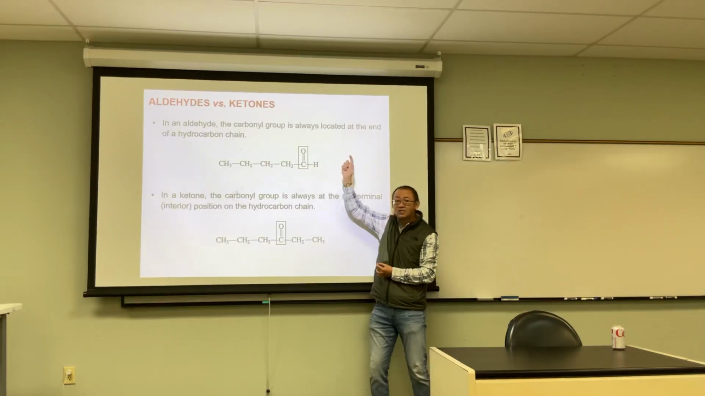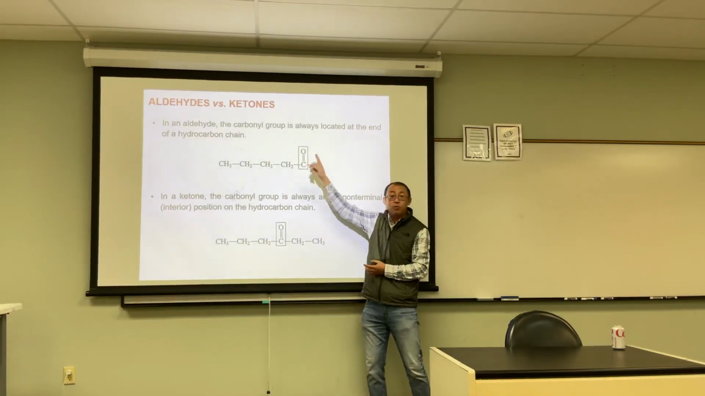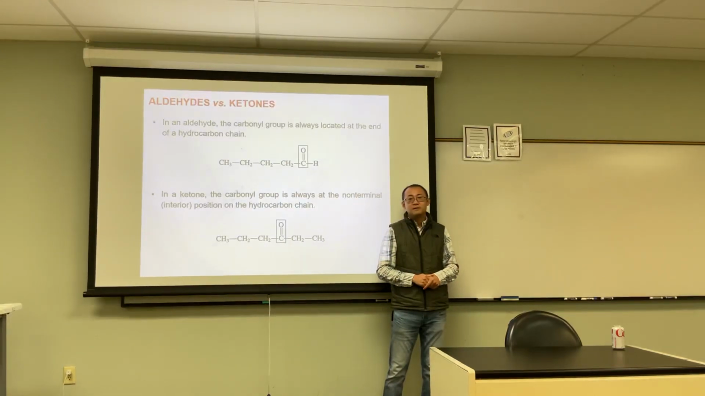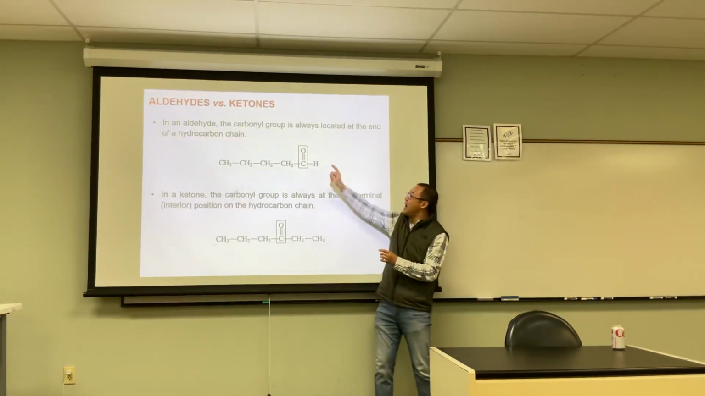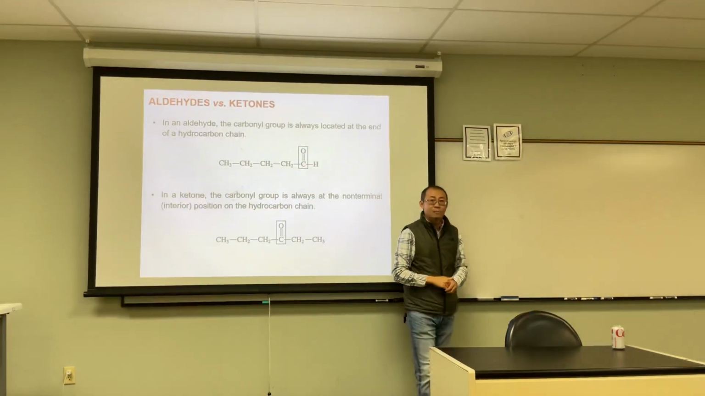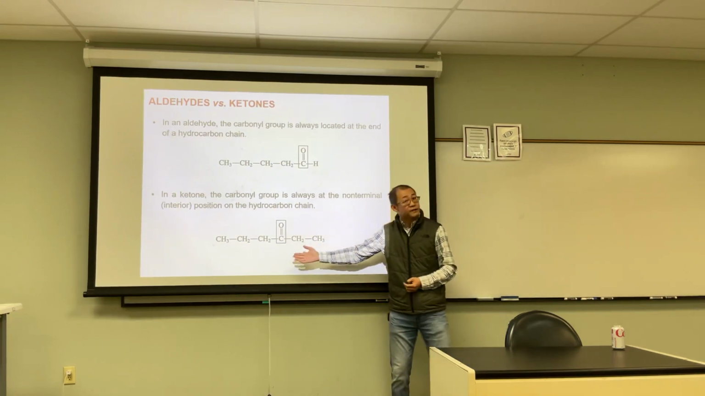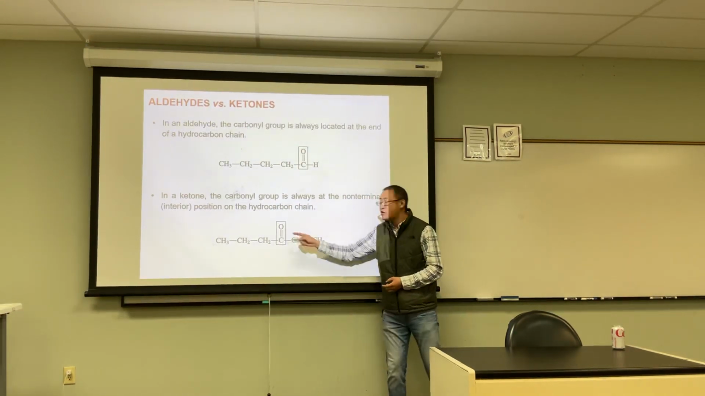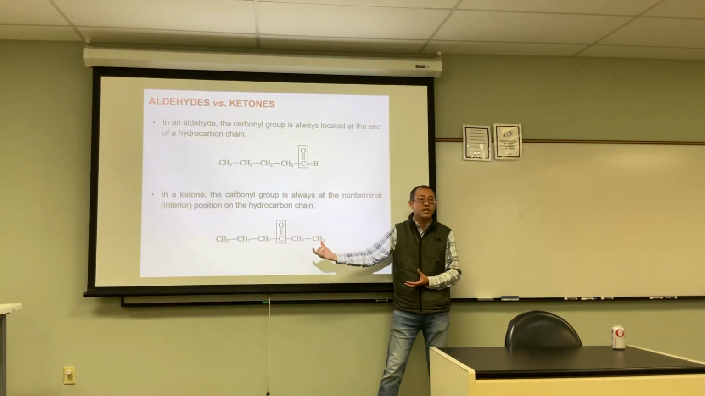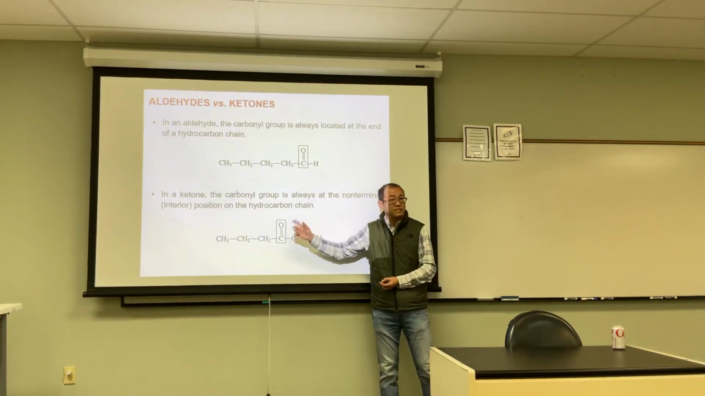Does it make sense? Otherwise, think about it. If it is not terminal, then there must be a carbon here. If there's a carbon here, then this would no longer be an aldehyde. So by definition, an aldehyde needs a hydrogen on the carbon, which means this carbon is always number 1, because it is at the end. Ketones are different. Because there are two carbons bonded to it, the ketone carbon can be anywhere, internal in the chain, but not at the end.